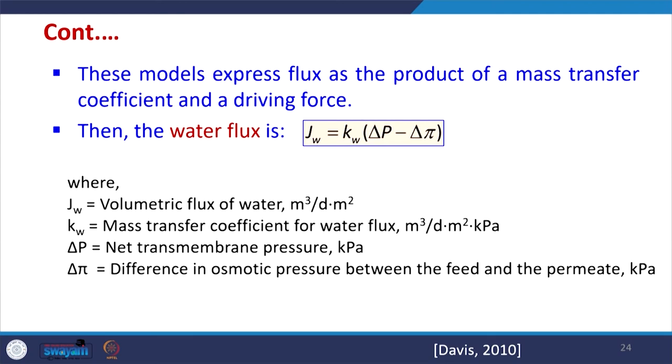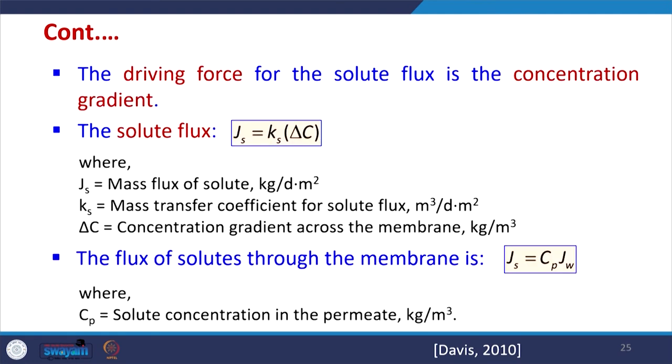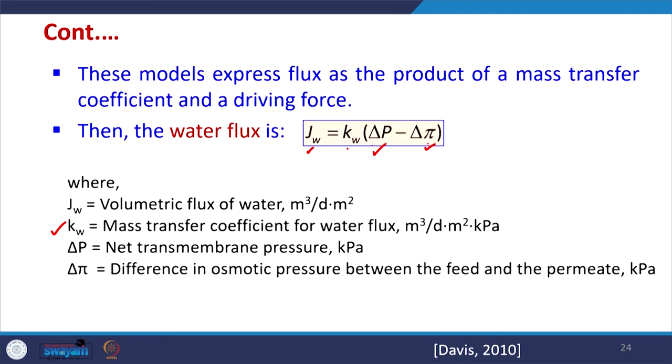Now, these models express flux as the product of mass transfer coefficient and the driving force. So, the water flux will be given as Jw is equal to Kw (delta P minus delta pi). This equation we have already used in the numerical that we have discussed. Delta pi is the osmotic pressure and delta P is the actual pressure which has been applied, so that is the net transmembrane pressure. Jw is the volumetric flux of the water, and Kw is the mass transfer coefficient for the water flux. This is true for the water flux.